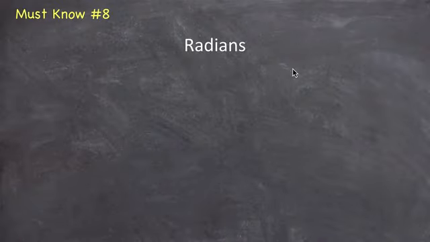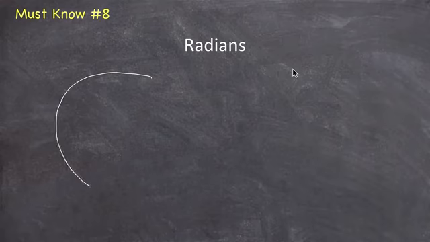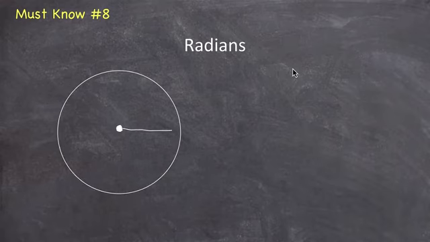Must know number 8, radians. Up until now, all the angles we've been working with were measured in degrees. But there's another unit of measurement we could think about for angles, and that is radians. Let me show you what a radian is. If I draw a circle, it'll help you visualize it. Let me draw an angle that subtends an arc length of this circle.